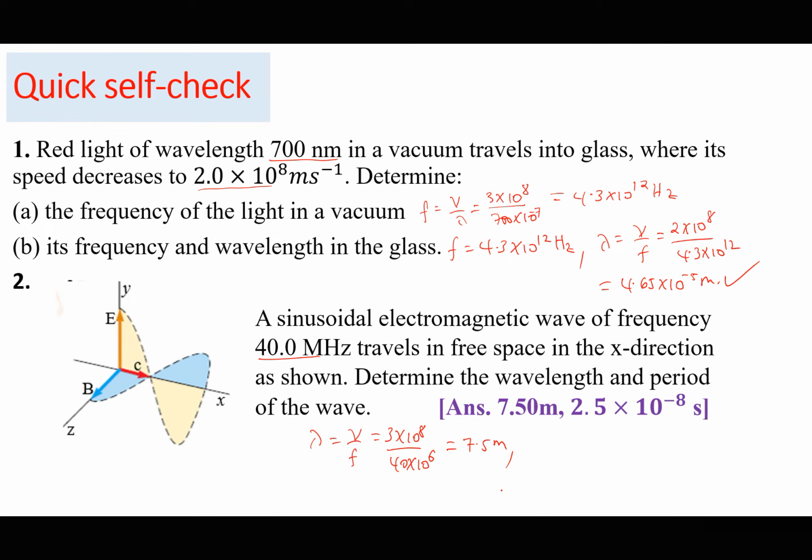Determine the wavelength and the period. Of course, period is equal to 1 over frequency, which is 1 divided by 40 exponent 6. So the period is 2.5 times 10 to the power of minus 8 seconds.